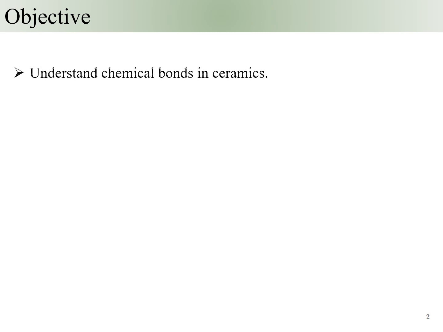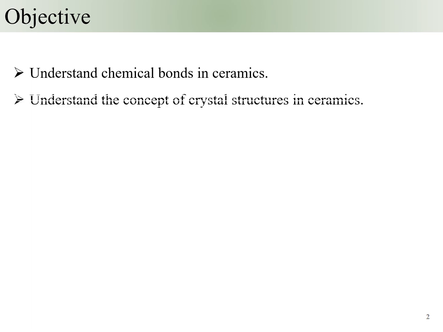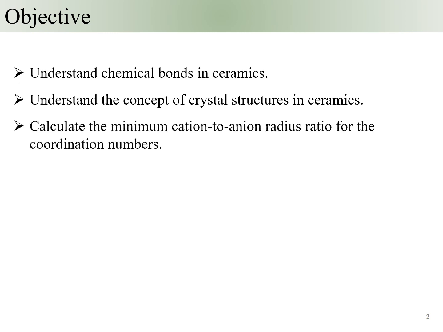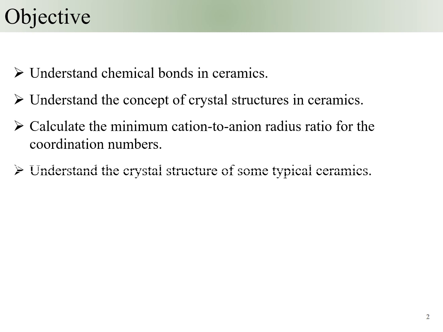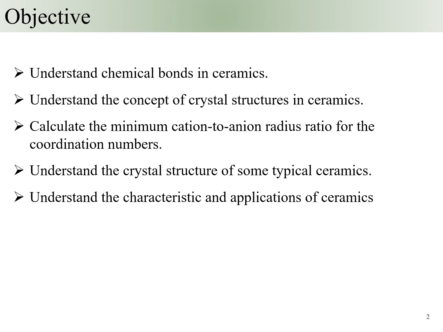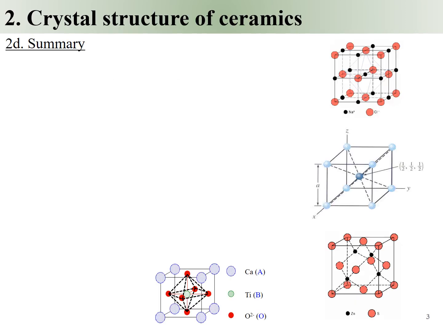The objective of this portion, week 1, is to understand the chemical bonds in ceramics, understand the concept of the crystal structures in ceramics, and also know how to calculate the minimal ion radius ratio for coordination number. But please be reminded that this year we won't test this. Also understand the crystal structures of some typical ceramics and their characteristics, as I just said. The characteristics you have to know, right? But the applications I just leave you to figure out by yourself. It won't be tested.